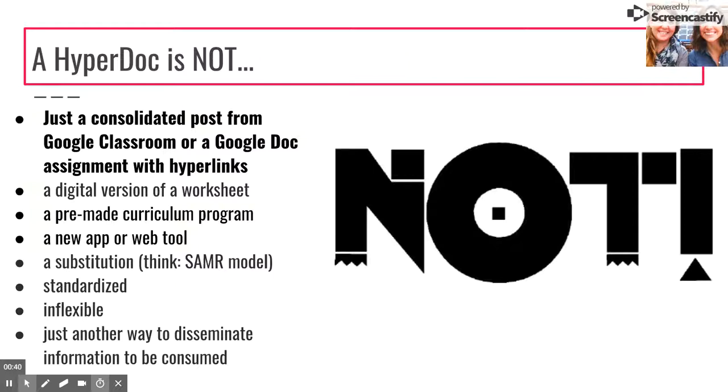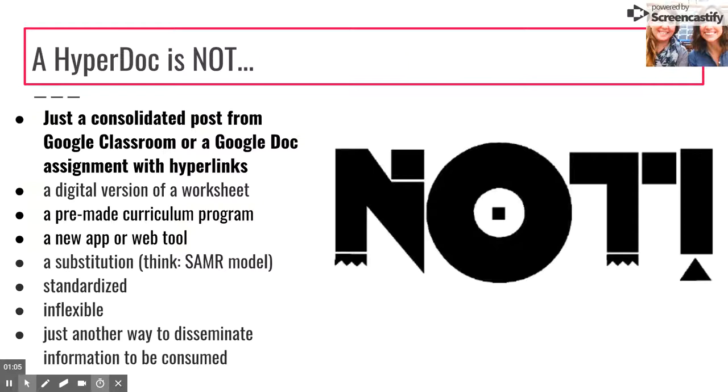Basically, I think the easiest tool that we can have you go to and use is the SAMR rubric, and look at what level your hyperdoc is, because if it is really just a substitution or a digital version of a worksheet that you're currently making more web-based, that is not a hyperdoc.